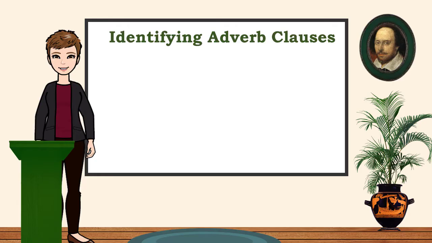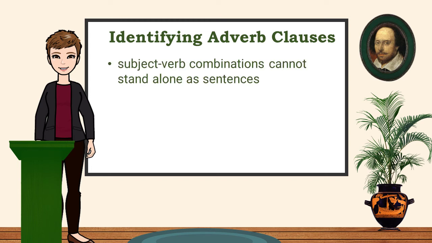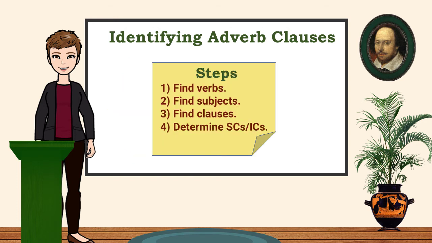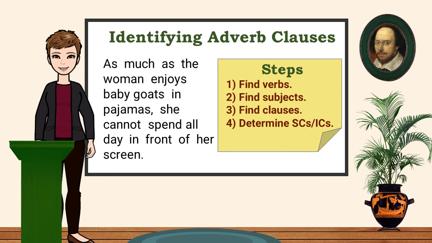Let's briefly review the three requirements for adverb clauses. They are subject-verb combinations that cannot stand alone as sentences. They function as adverbs modifying the verb in the independent clause. They begin with subordinating conjunctions. We follow the same basic steps to identify adverb clauses as we follow to identify the core elements of sentences to determine clause patterns. On your notes handout, follow the steps for this example sentence. Pause the video as you work.